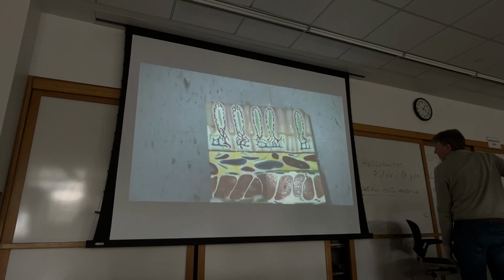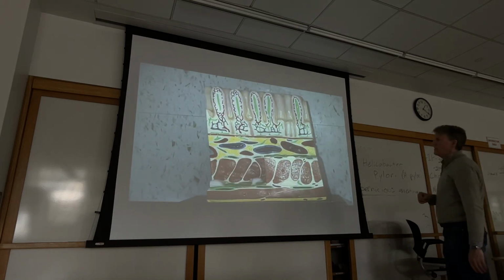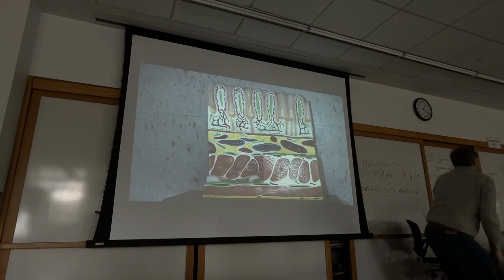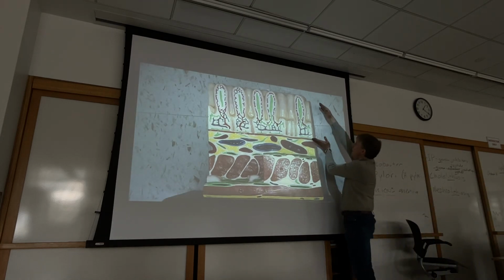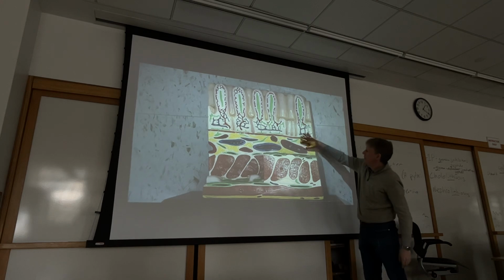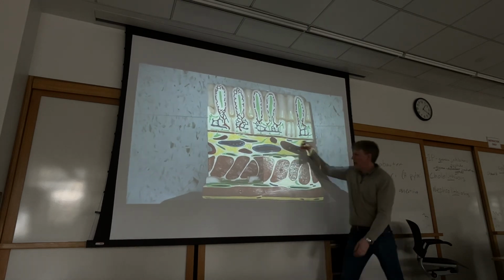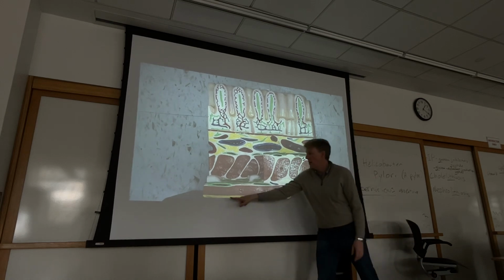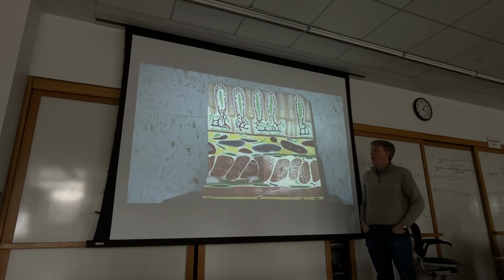Okay, so I think the best thing to do when you first see these things is try to find your 4 layers, okay? From here on up is going to be mucosa. In here is submucosa. In there is muscularis, and then this last little layer down here would be serosa, okay?